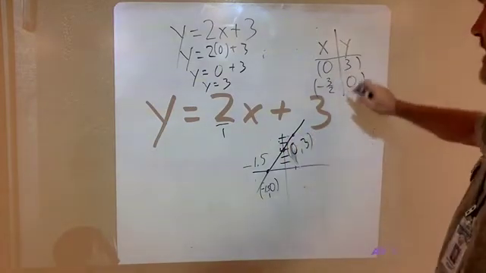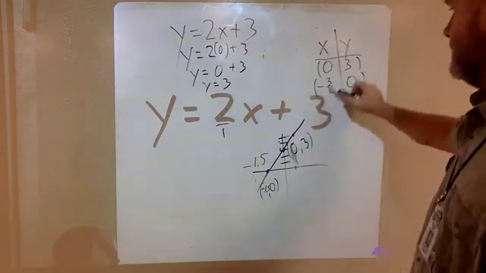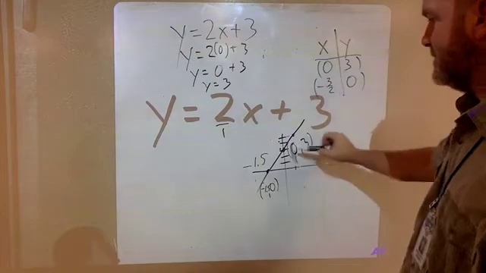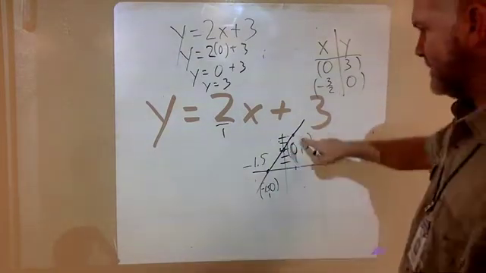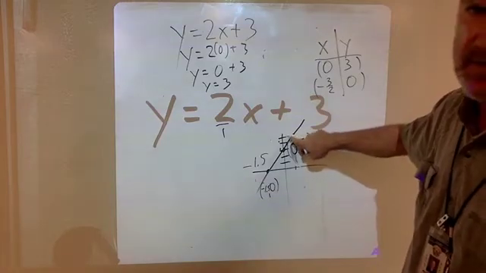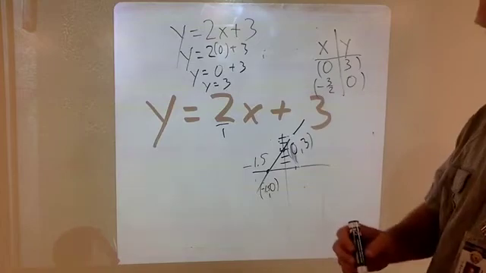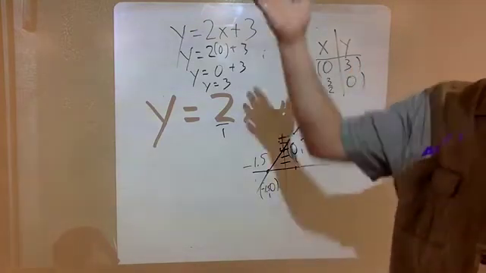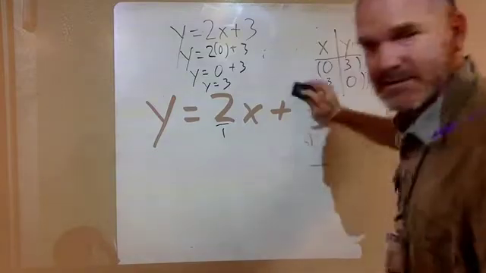You can make a little table and plug in a 0 for x, plug in a 0 for y, solve them, and then plot those 2 points. Plot your x and y coordinates, and those are your 2 points. So you don't necessarily have to have that one right there. If you're having a hard time counting up and over the slope, maybe this will work better for you. Remember, you only need 2 points to make a line. There's your 2 points.